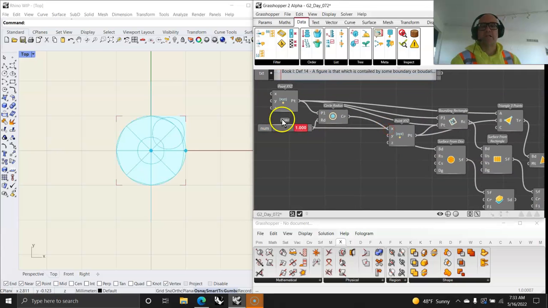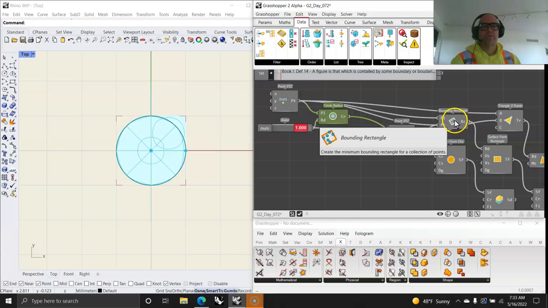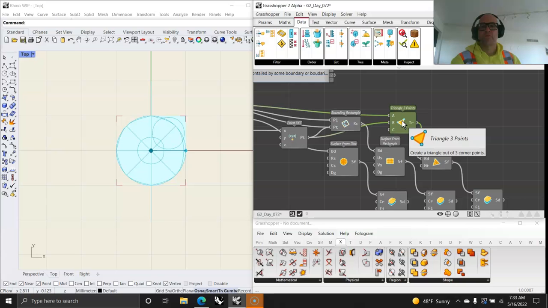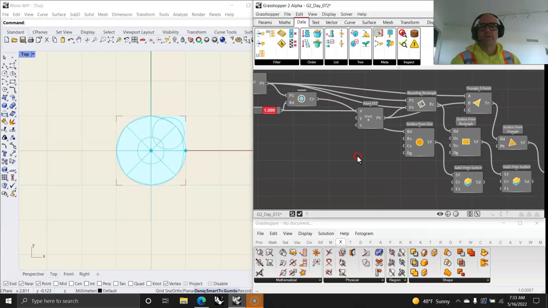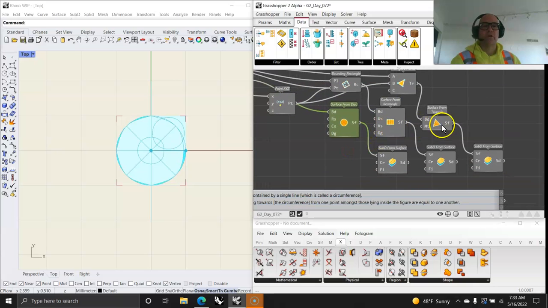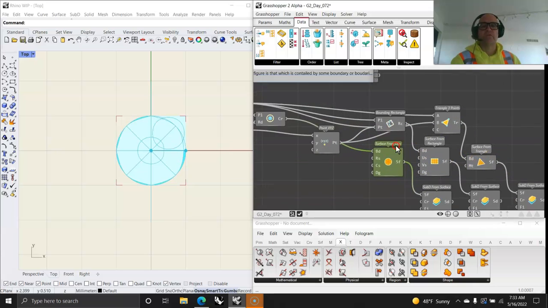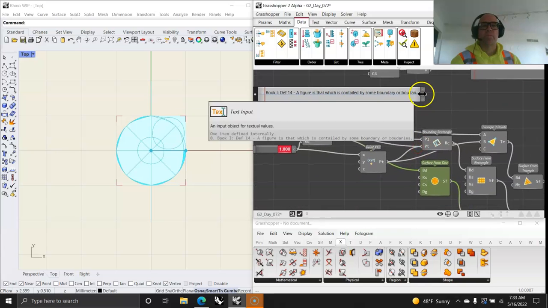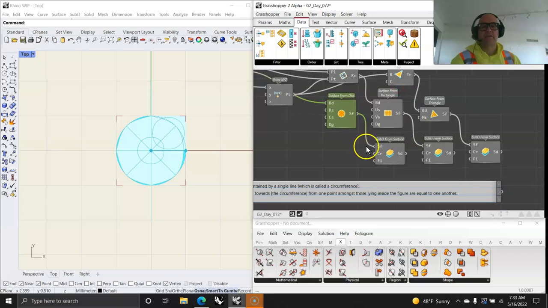And I just thought I'd take a point, make a circle, produce a bounding rectangle, and a triangle from 3 points, all of these being made. You can play around with the scale of those. And I thought it would be fun to pull those into Surface from Disk, Surface from Rectangle, Surface from Triangle, which produces surfaces because that's the main point of it. A figure is that which is contained by some boundary or boundaries. And then you can just change the size.